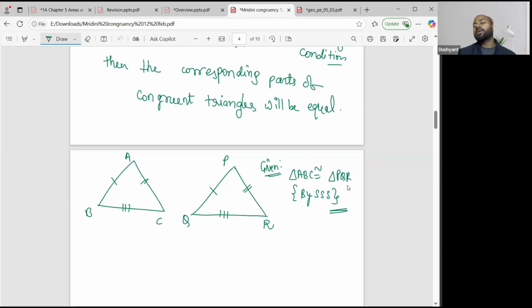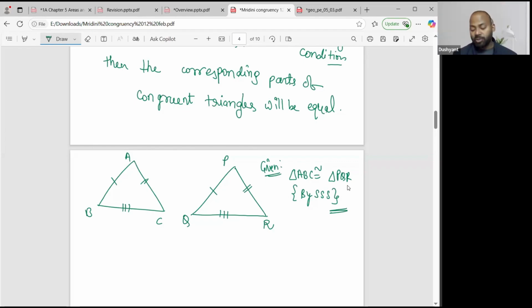What do you mean by congruent? If two figures are congruent, that means both figures are exactly the same. We will say two figures are congruent only if they are exactly the same. All the sides must be the same, all the angles must be the same, every corner, every curve, everything must be exactly the same. It should be like a photocopy. This is the meaning of congruence, right?